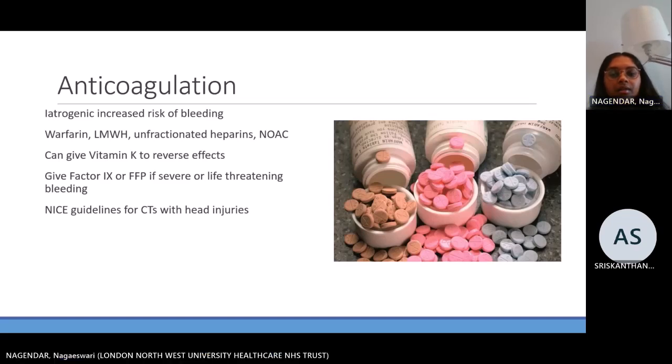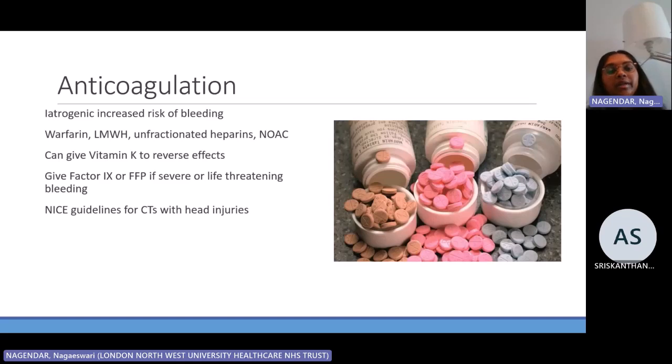So what you're thinking about is if a patient who is anticoagulated falls and hits their head, they are at a higher risk of having an intracerebral bleed, and it's very important to scan just to exclude that.